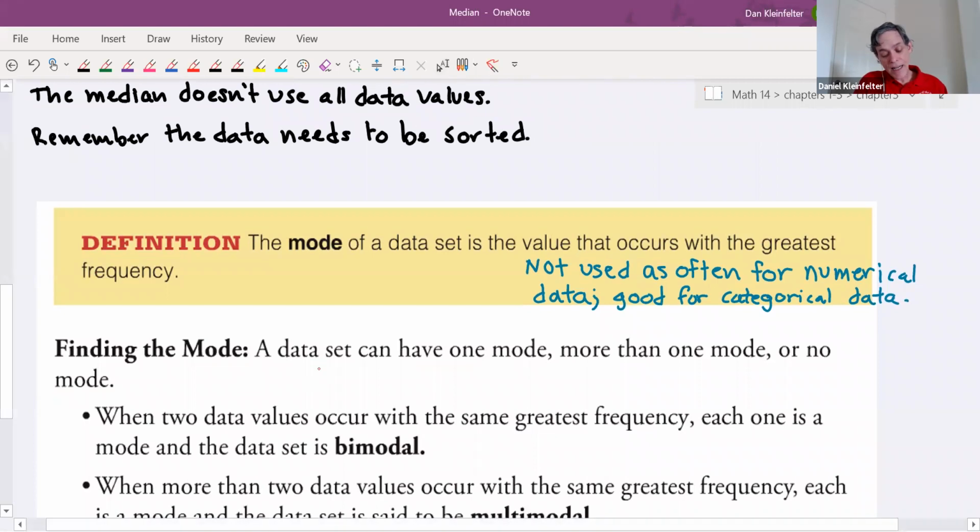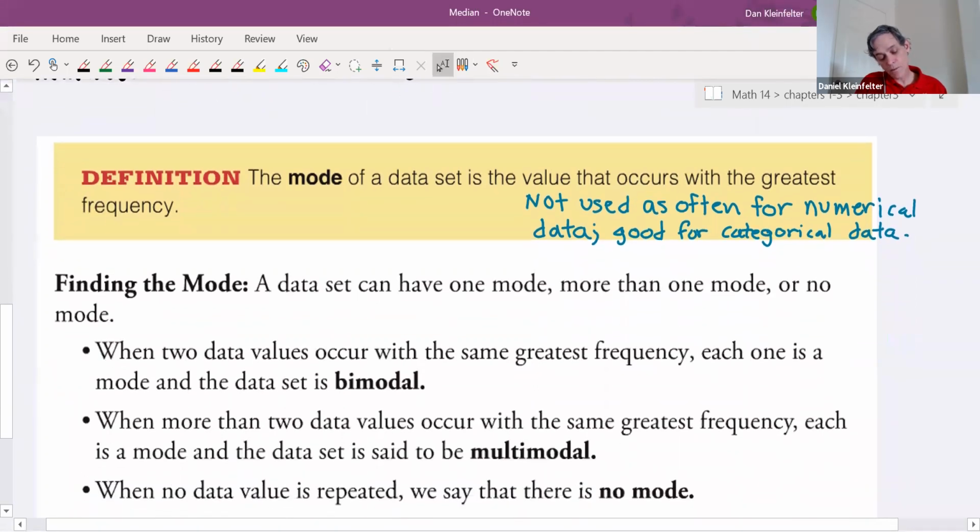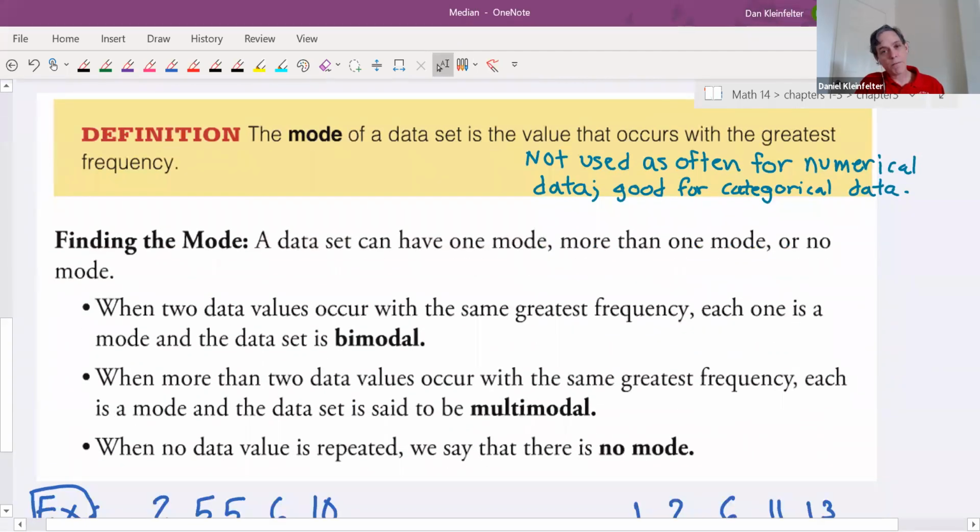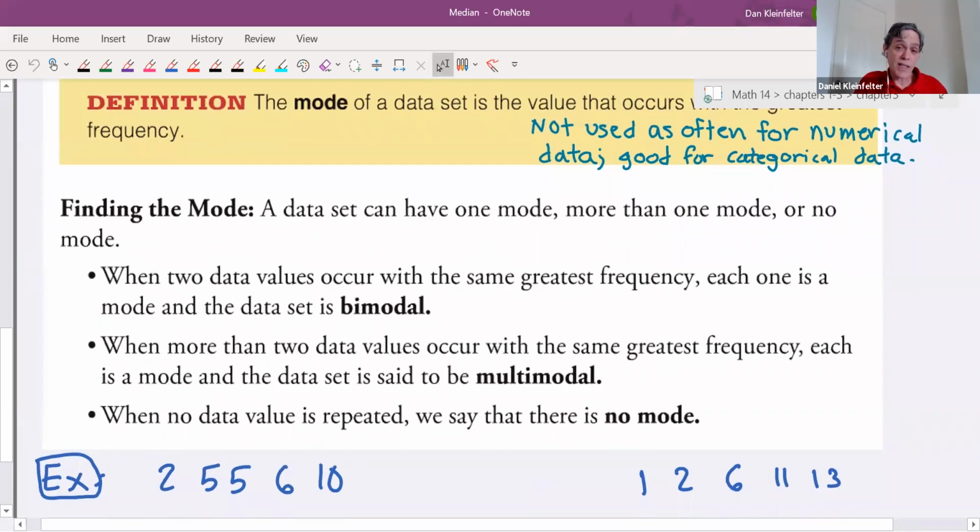A data set can have one mode, it can have more than one mode, or it can have no mode at all. When 2 data values occur with the same greatest frequency, that is, they're tied for number 1, then the data set is called bimodal. If there's more than 2 modes, then we would just say it's multimodal. If there's several data values, each with the same greatest frequency, multimodal. If there's no repeated data values, then there is no mode.